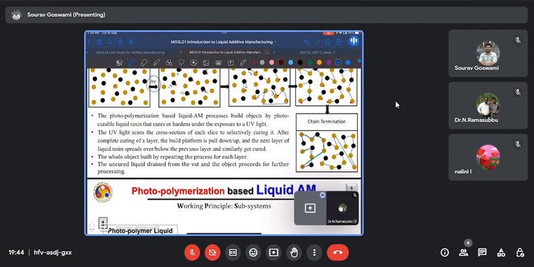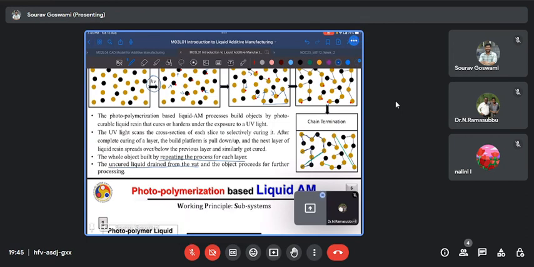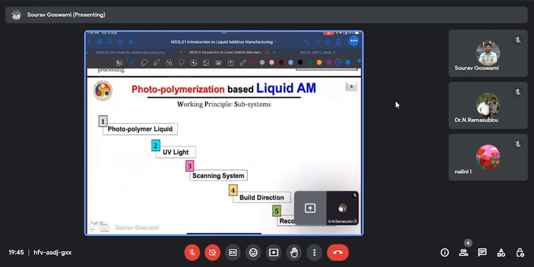This is how the object is manufactured, by repeating the process for each layer, and the uncured liquid is drained from the vat, and the object proceeds for further processing. Again, the time taken for this chain formation depends on the resin we are using, as well as the power wattage of our UV source, the layer thickness, and certain other process parameters.